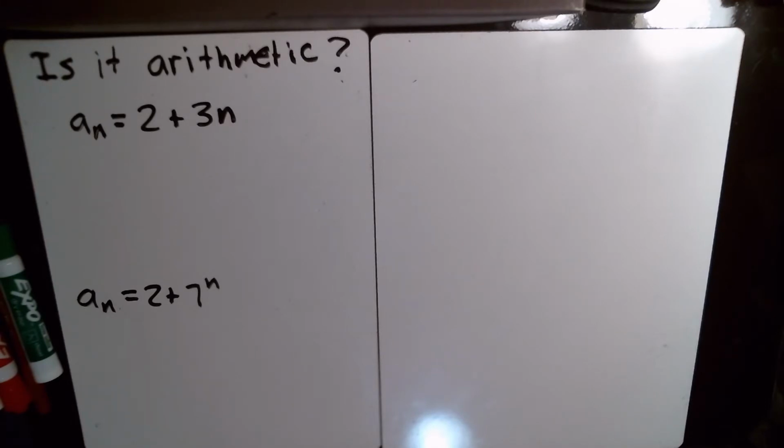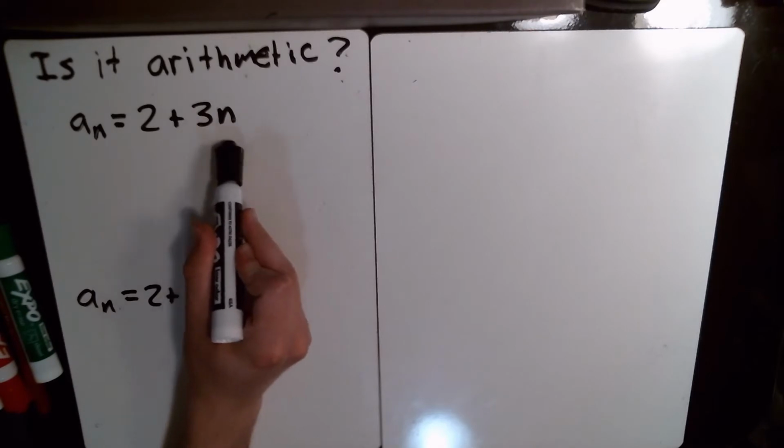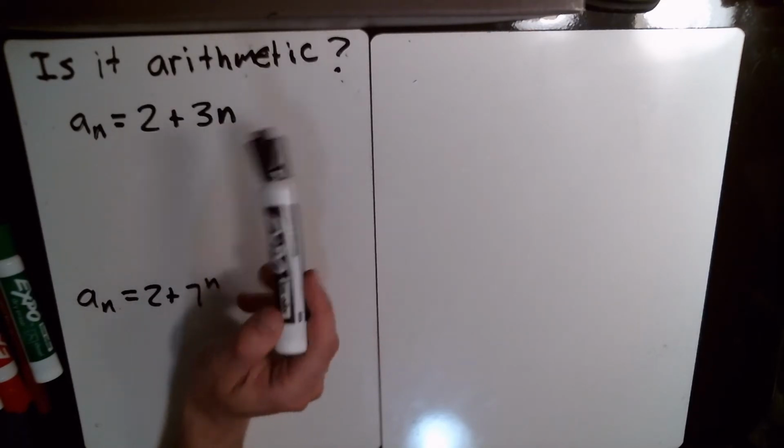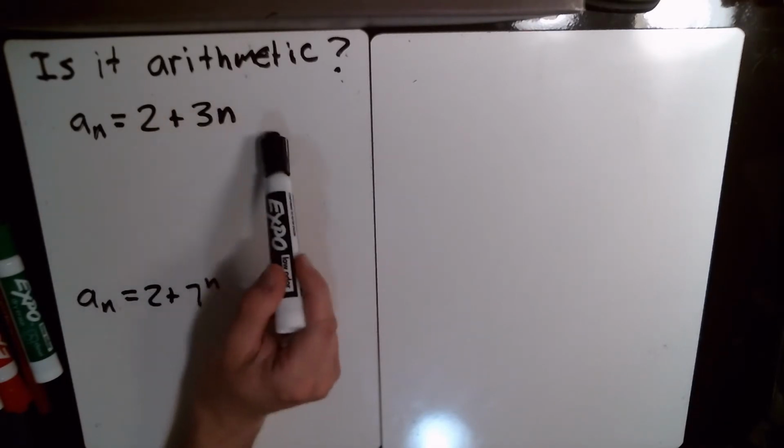We played a little bit of Sequence Detective in the last video and tried to figure out if the sequences were arithmetic or not. We're going to start by doing a very similar thing, except now we have some formulas that we're trying to figure out if they're arithmetic or not. This one, a sub n is 2 plus 3 times n. We're wondering, is this arithmetic? Remember, arithmetic is basically the same as linear. So I'm really just asking, is this linear?